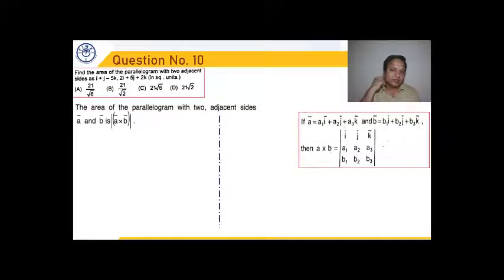And how do we find the cross product? Vectors A and B are given. We use the determinant form: i, j, k as the first row, coefficients of the first vector in the second row, coefficients of the second vector in the third row. And then we solve the determinant.